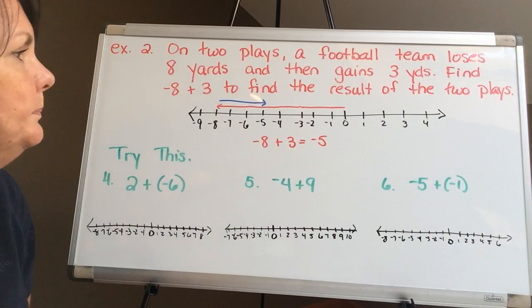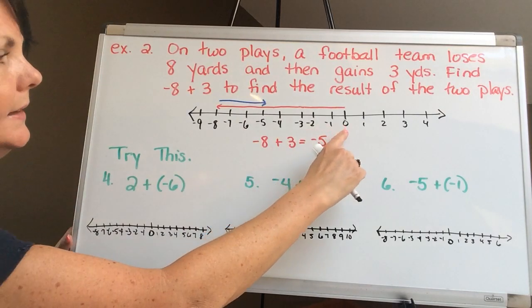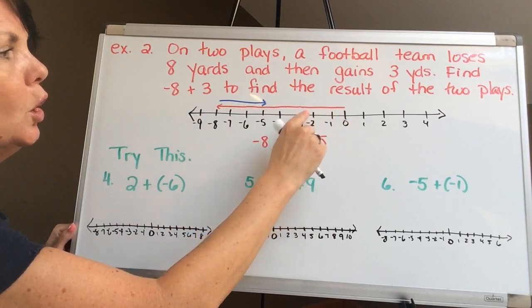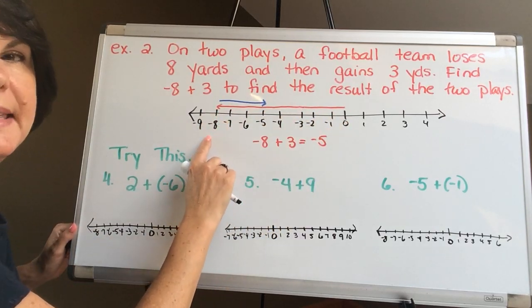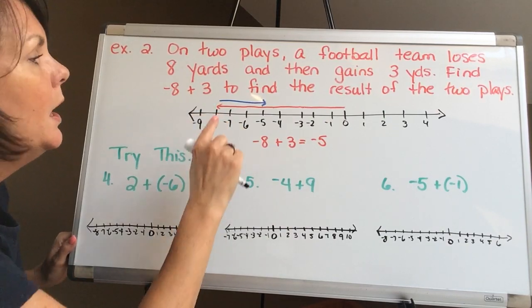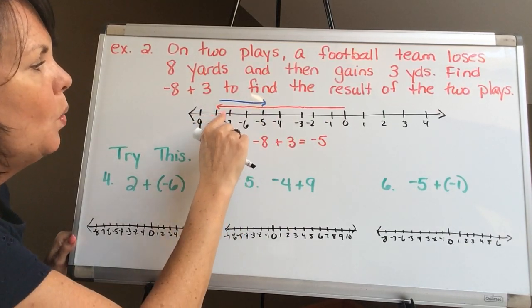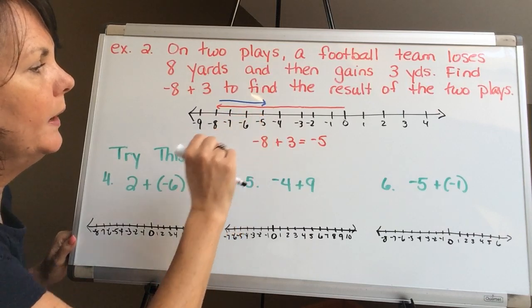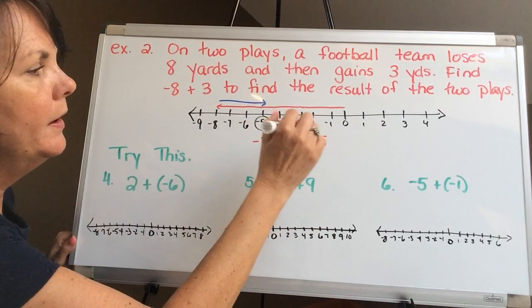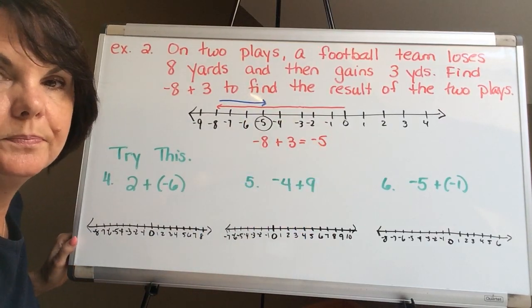Where are they at? Okay, so let's say you're at 0, and I used the red line to show that we lost 8. My yellow's not going to show up well on here, so I used a blue line to represent the +3. 1, 2, 3. The result is they're at a -5 yard line.